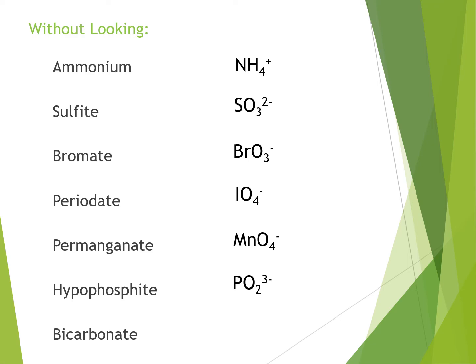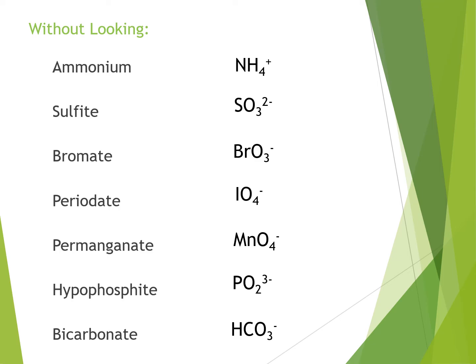Hypophosphite. Start with the PO4 phosphate. Knock off 1 for phosphite. Knock off 2 for hypophosphite. And the last one, bicarbonate.